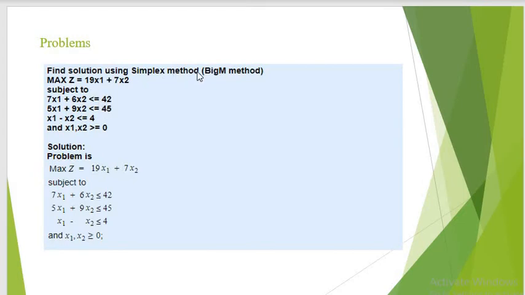Find the solution using the simplex method. Maximize Z equals 19x1 plus 7x2 subject to 7x1 plus 6x2 less than or equal to 42, 5x1 plus 9x2 less than or equal to 45, x1 minus x2 less than or equal to 4, and x1, x2 greater than or equal to 0. Here we can see that there are two variables, x1 and x2, and three constraints.